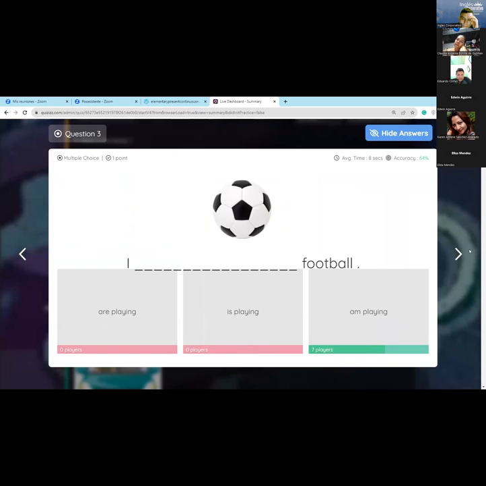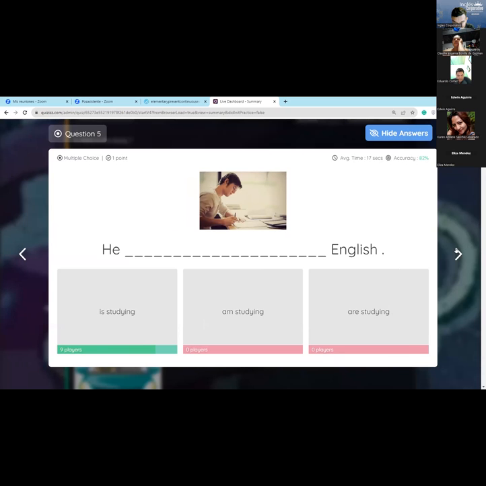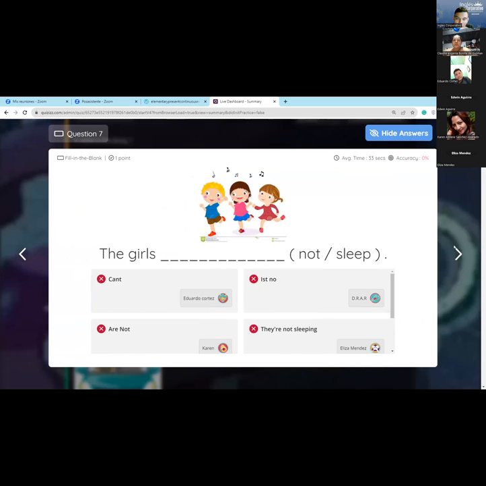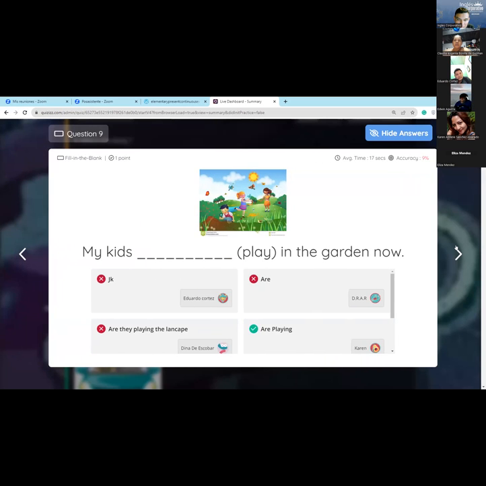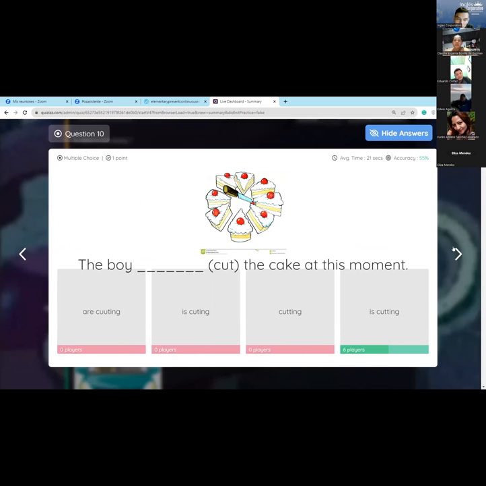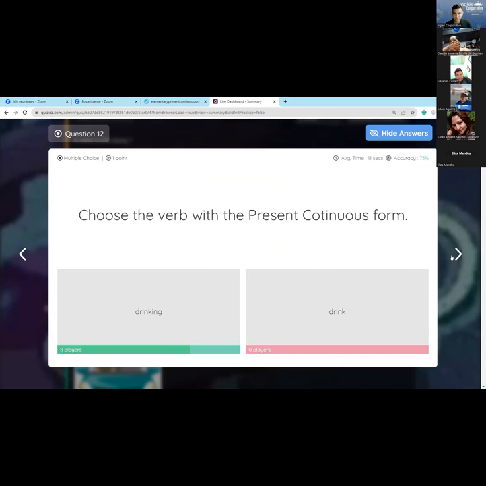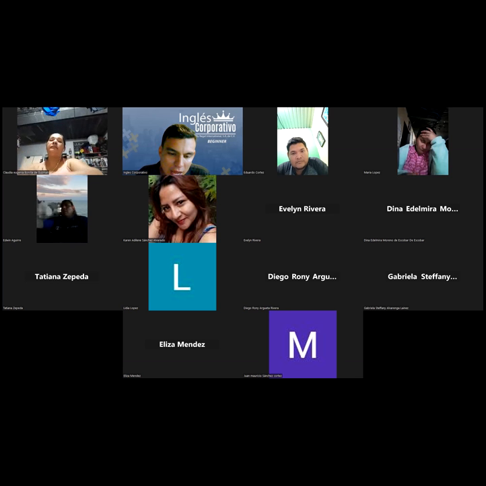I am playing. Is the sun shining? He is studying. Listen, Sue and John are singing. The girls are not sleeping. My son is not talking. My kids are not playing in the garden. They are playing. The boy is cutting the cake. Here, is he running? Drinking. Muy bien. Excelente. Vamos a ir al manual, compañeros.